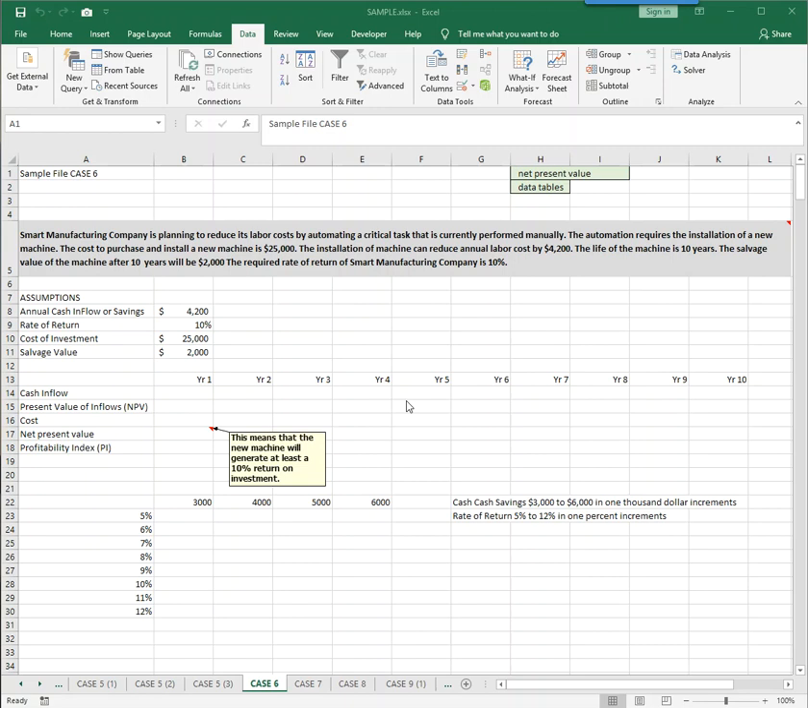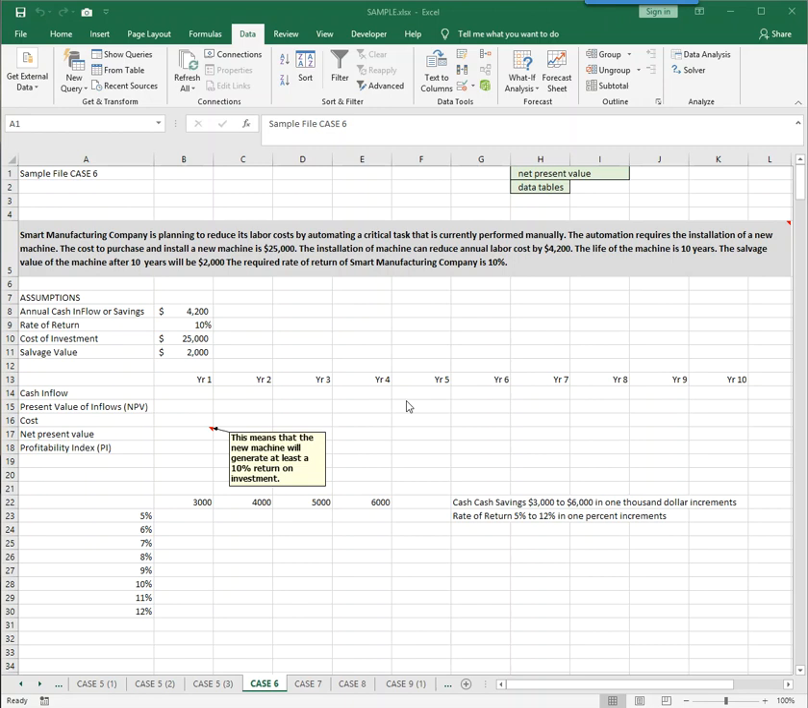The machine will be useful for 10 years, after which it will be sold for $2,000. But more importantly, by buying this machine, there will be cost savings of $4,200 every year for the life of the machine. So the question is, should the company buy the machine if the required rate of return on any capital investment is 10%?